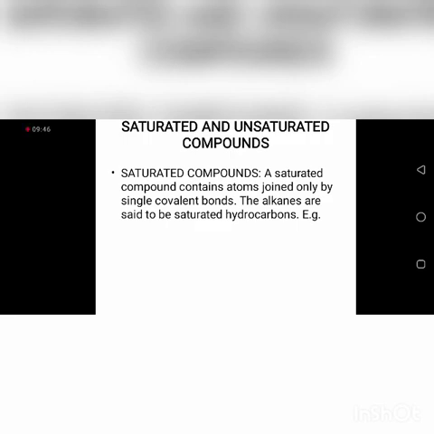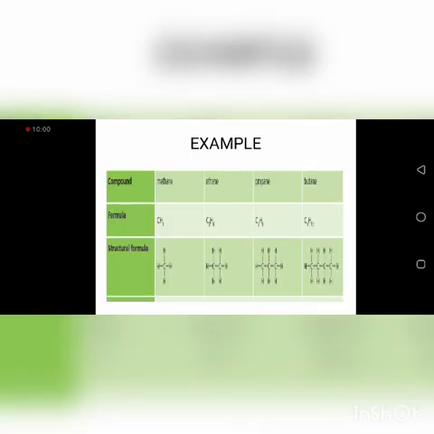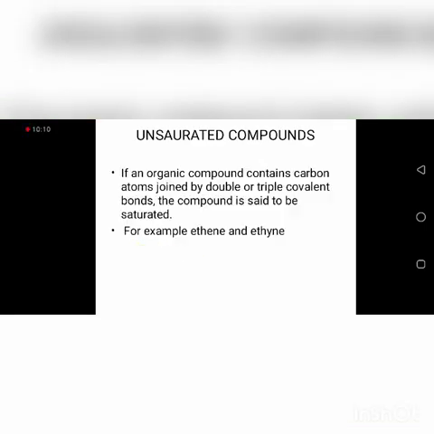Saturated compounds contain atoms joined only by single covalent bonds. Examples are the alkanes. Alkanes are saturated compounds. Then we have unsaturated compounds, which contain double or triple covalent bonds. Examples of unsaturated compounds are the alkenes and alkynes.